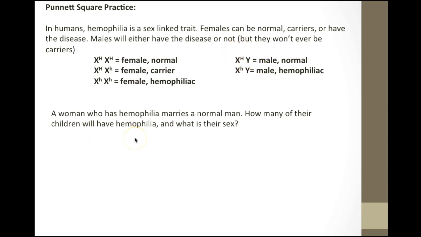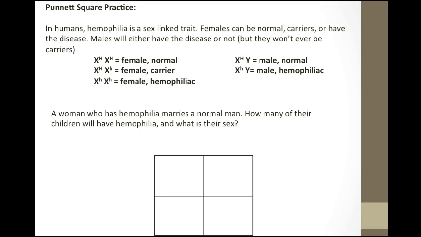So this is our question. A woman who has hemophilia marries a normal man. How many of their children will have hemophilia, and what is their sex? So let's figure out the genotypes first. A woman who has hemophilia, here's our Punnett square set up. A woman is XX. If she has hemophilia, remember up here, she's going to be X little h and X little h.